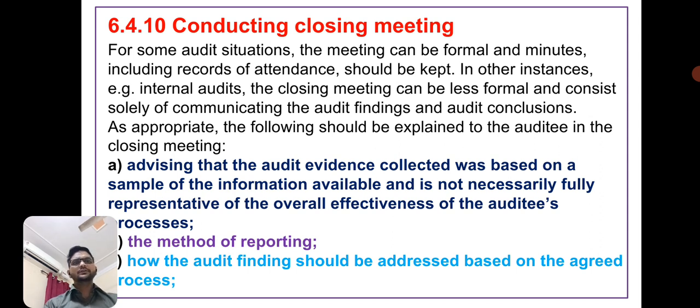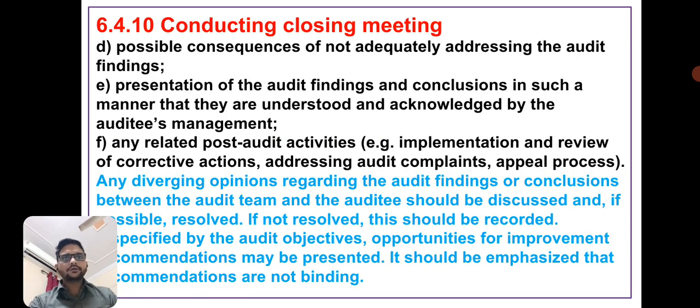As appropriate, the following should be explained to the auditee in the closing meeting. First is advising that audit evidences collected were based on a sample of information available and not necessarily fully representative of the overall effectiveness of the auditee process. Next is the method of reporting and how audit findings should be addressed based on agreed processes. Next are the possible consequences of not adequately addressing the audit findings, the presentation of the audit findings and conclusions, and any related post-audit activities. Any diverging opinions regarding the audit findings or conclusions between the audit team and auditee should be discussed and resolved.